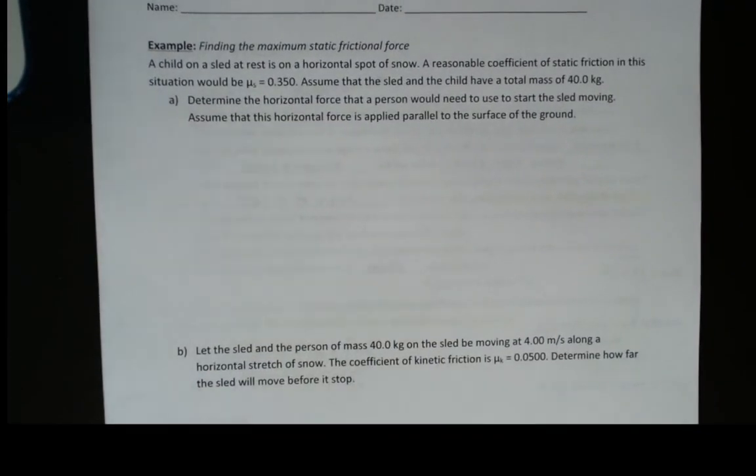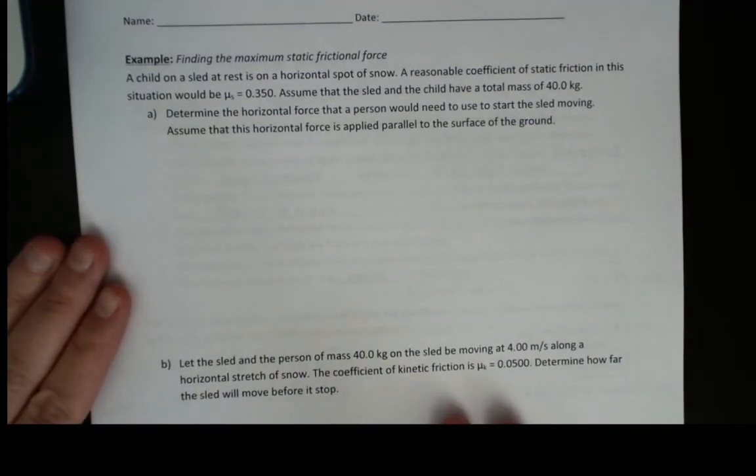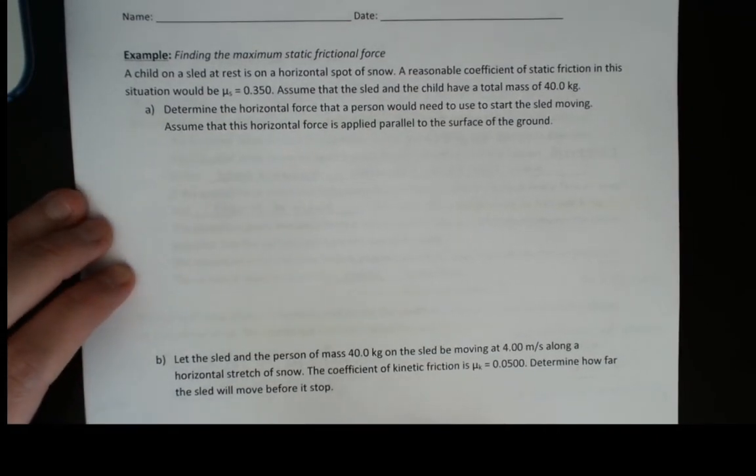All right, last question. This one's a little bit tricky, but it's a really good question. So we are looking at a child who is on a toboggan. So they're resting on a horizontal place in the snow. We get a coefficient of static friction. We get a mass. We need to determine the horizontal force to get the sled moving.